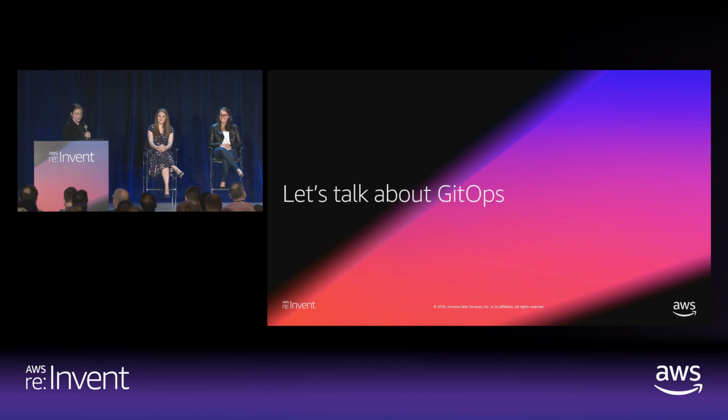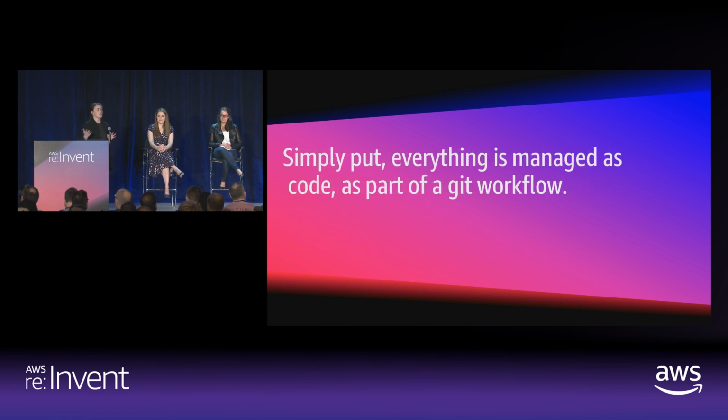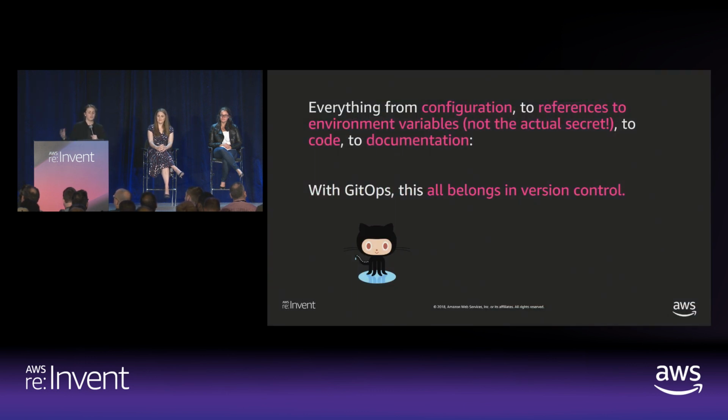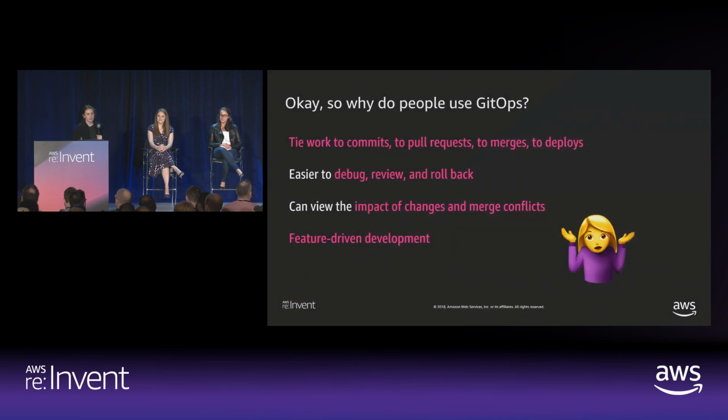Who here is familiar with GitOps? Sweet. So as usual, I have stolen a quote from someone else, which was better than anything that I could say. So here's one from Kelsey Hightower. GitOps: version CI/CD, which is what Claire's going to talk about, on top of declarative infrastructure. So stop scripting and start shipping. What does that mean in practice, right? Everything is managed as code as part of a Git workflow. So everything from your configuration to references to environment variables. Don't put your actual secrets in there, and tell them that I told you to do that. It's not true. Your actual code, the documentation itself, with GitOps, that all belongs in version control. That lets you do things like debug practically, follow a feature from your local environment to production deploys.